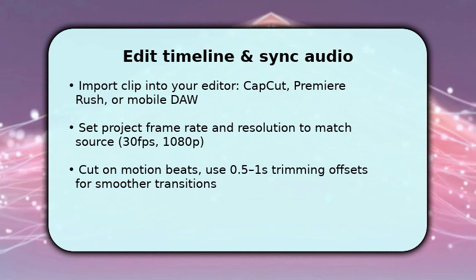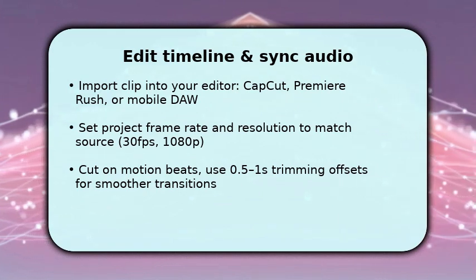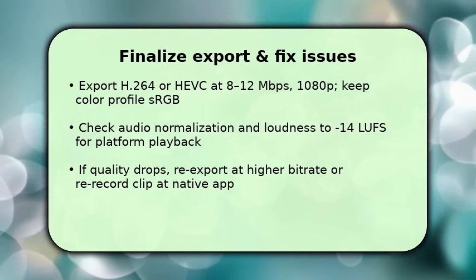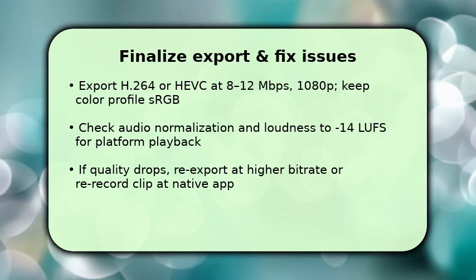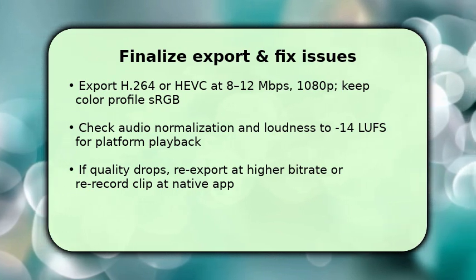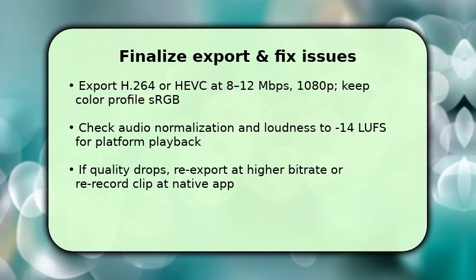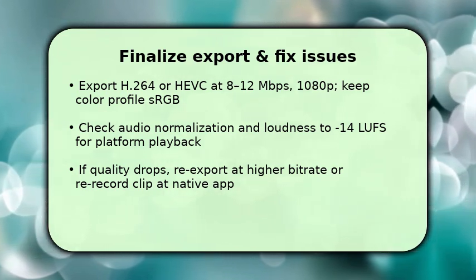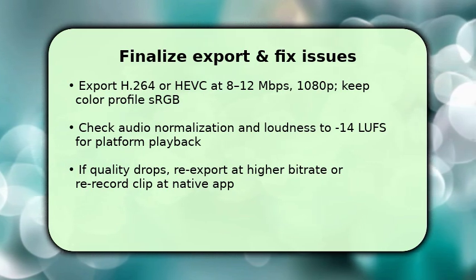You finish by exporting with platform-friendly settings. H.264 or HEVC, 1080p at 8 to 12 Mbps, and sRGB color to avoid shifts. Once exported, verify audio loudness, normalize to roughly -14 LUFS, so playback is consistent across devices.